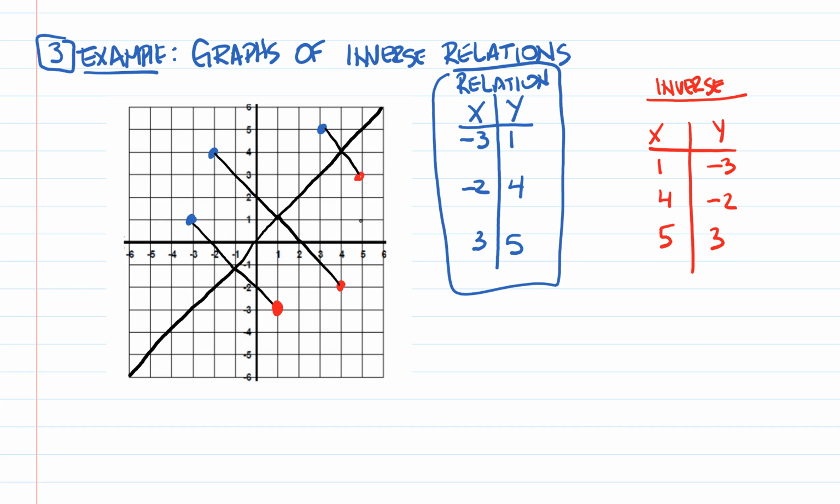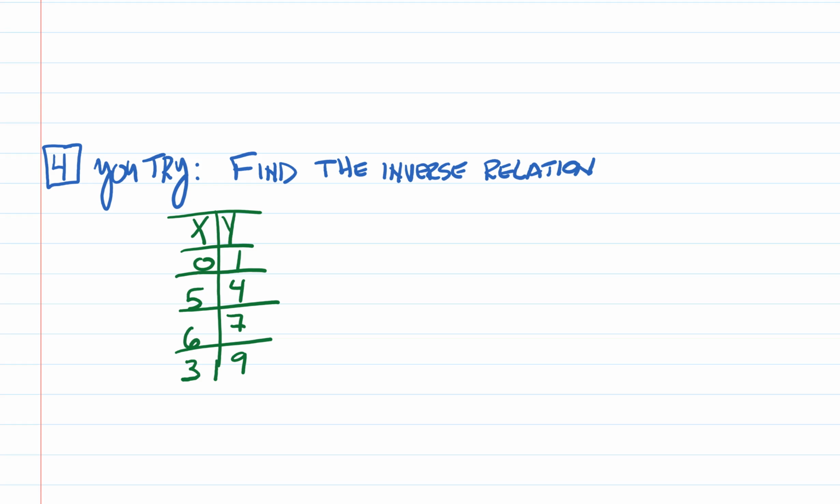So this tells us something about how to graph relations, and there should be a symmetry to all of the graphs of relations and their inverses. Okay, box 4 is a U-try. Go ahead and find the inverse relation to the one shown.